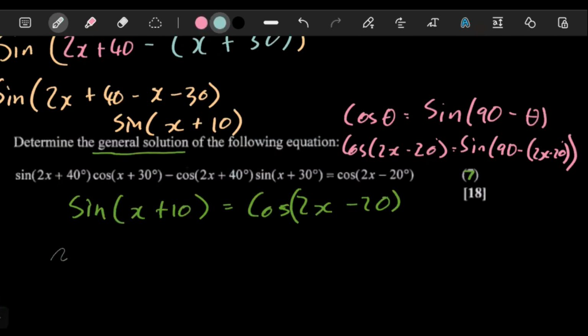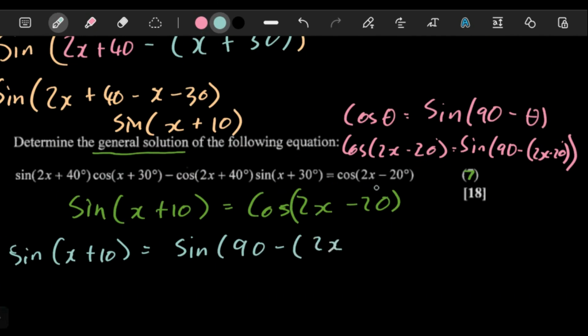So here you have sine of x plus 10. And then here you're going to have sine of 90 minus 2x minus 20, like that. So from here, you'll be able to drop the sines on both sides and then carry on.